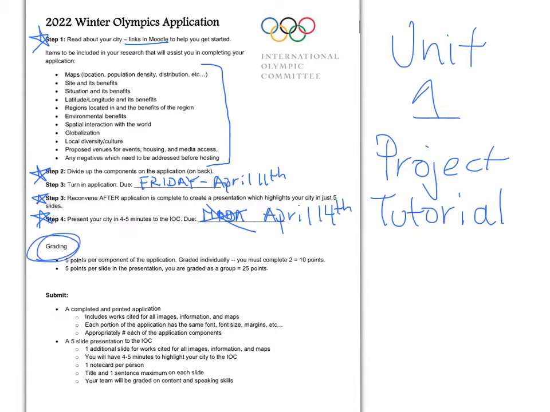How will you be graded? That's the question we always have with group projects. For the application, there are 10 components to the application. It is 5 points per component of the application. You will be graded individually on that, and you must complete 2 for a total of 10 points for yourself. Groups that have just 4 members instead of 5, I will discuss with you on Tuesday what we're going to do to change your application.